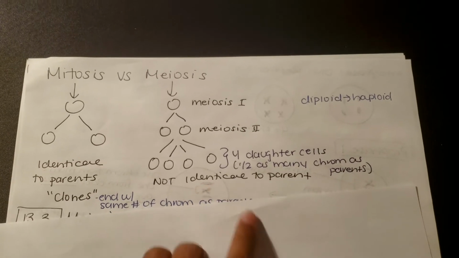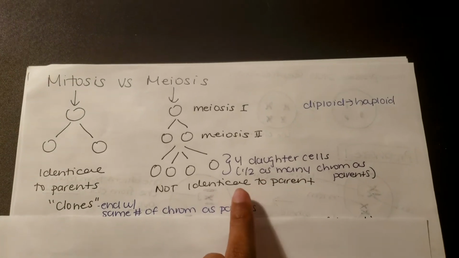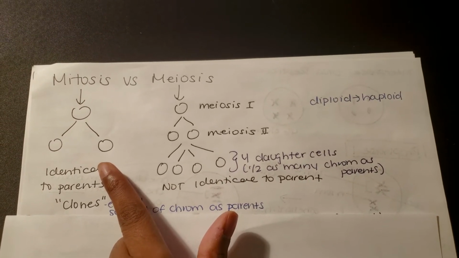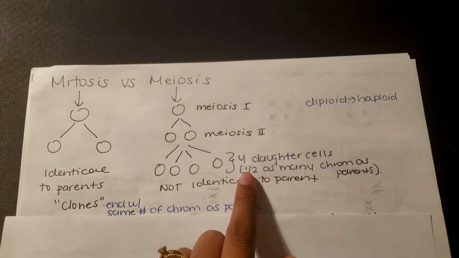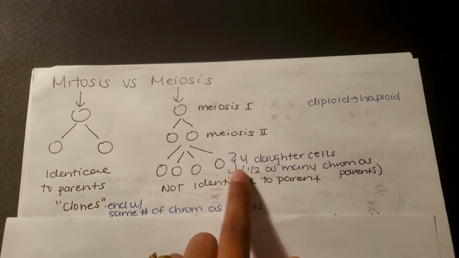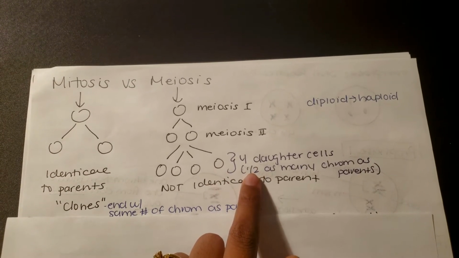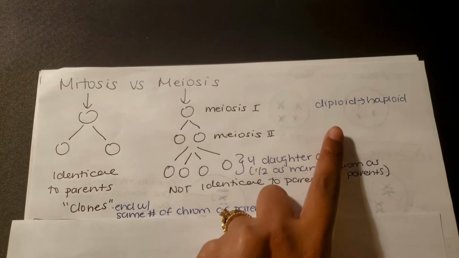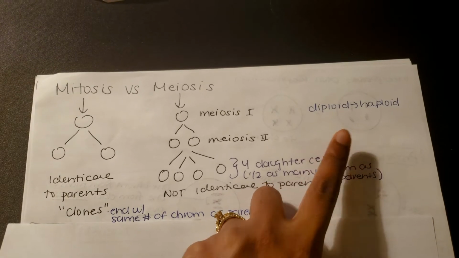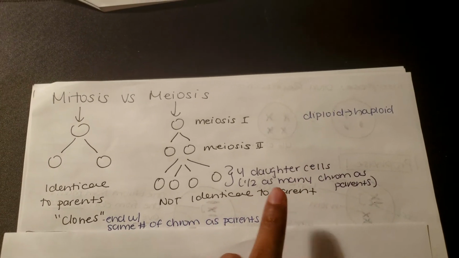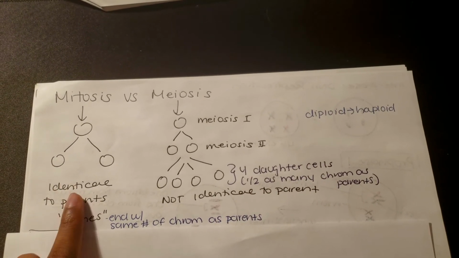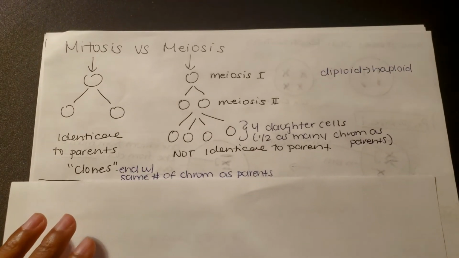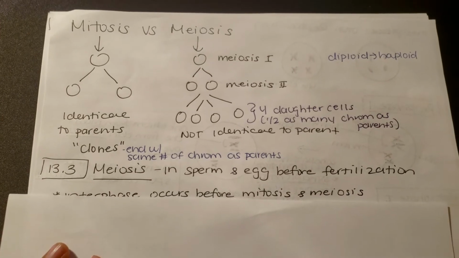So like I said, you're going to have 4 daughter cells rather than 2. 2 comes from mitosis, and then you're going to get 4 in meiosis. And when you get these 4 cells, they're only going to have half as many chromosomes as the parent. So you're going to literally go from diploid, which means you're going to have 46 chromosomes, to haploid, which means you're going to have 23. Which is not like mitosis. You're going to end up with 46 eventually. All right, so let's start talking about what happens in 13.3.